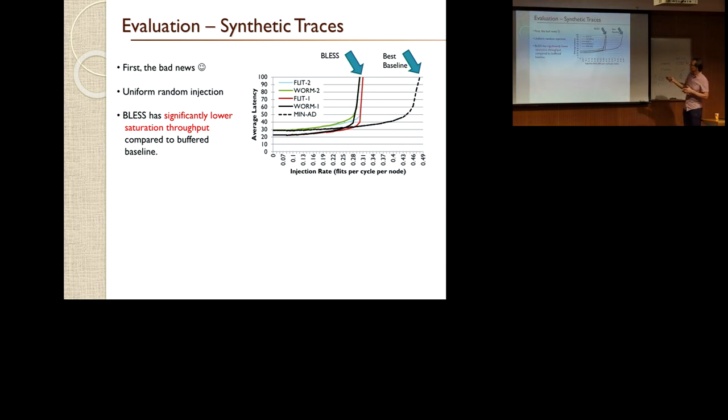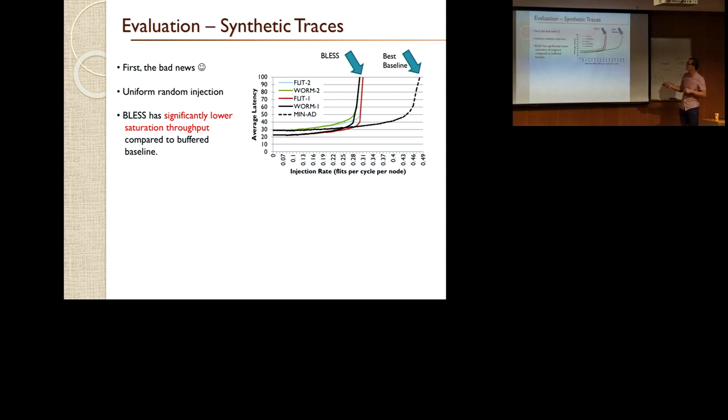So if you look over here, this minimal adaptive routing is the baseline buffered router with a good amount of buffering. And the routing is minimal adaptive, so there's a special algorithm for this. And as you can see, the throughput is pretty high. Basically, at 0.5 flits per cycle per node, that's when you really saturate. Whereas if you actually have flit BLESS with one cycle or two cycle latency, you're over here. And if you do worm BLESS, it's around here also. So basically, this is not good news. We're definitely reducing throughput.